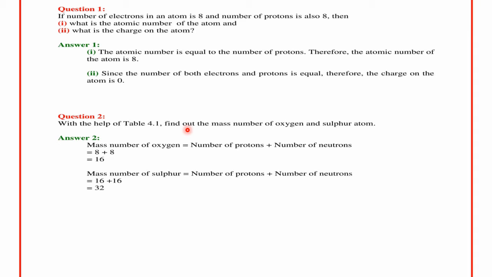So what he has asked here is the mass number of oxygen. The atomic number of oxygen is 8, and there are 8 protons and 8 neutrons. When you add these two, you get the mass number, which is equal to 16. In the same way, in the case of sulfur, the number of protons is 16 as well as neutrons 16. Therefore, the mass number becomes 32.